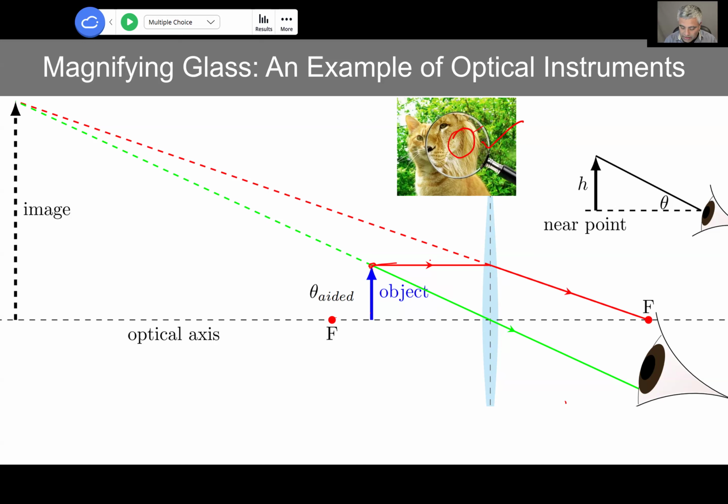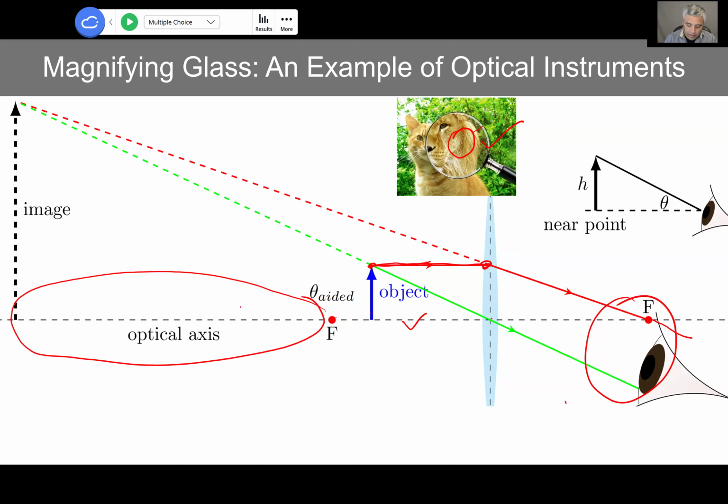One that goes parallel to the axis to the lens, and after that it passes through the focal point. Another one that goes through the center goes undeviated, and these two don't meet on this side. So that means they don't make a real image in this case. Remember, they make a real image if the object is outside the focal point. But once it is at the focal point or inside, it becomes virtual because these rays cannot meet on this side.